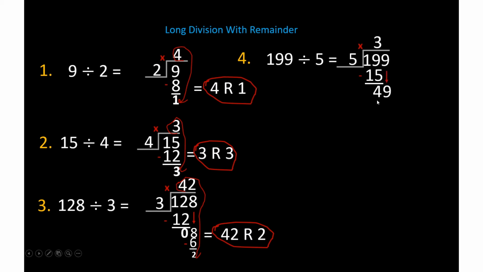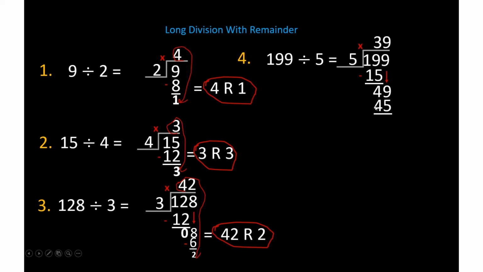And so we have 49. But we continue to divide. 49 divided by 5. How many 5s are there in 49? You see that there are 9 5s. And the 9 5s will sum up to 45. We know that by multiplying 9 times 5, which is 45.